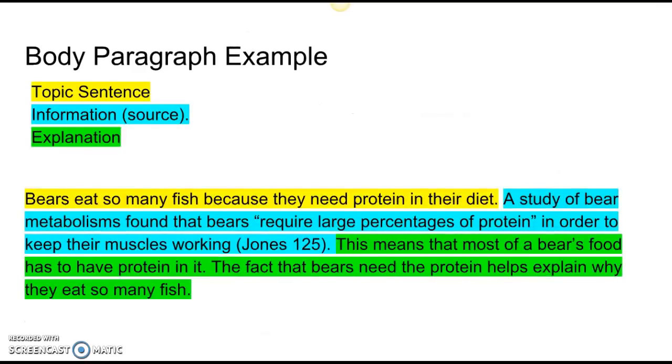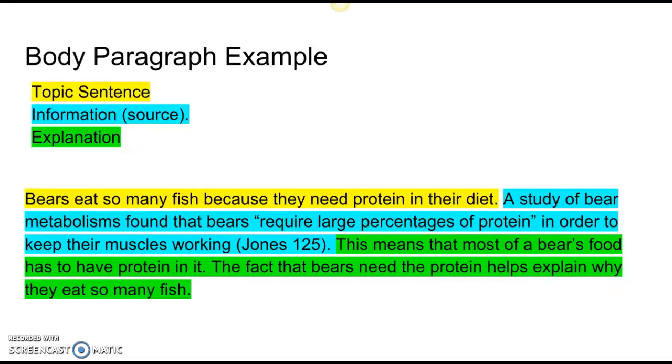So here's a full body paragraph example. The topic sentence is highlighted in yellow, the information with the source is in blue, and the explanation is in green. All of this is necessary. I want to mention that this is a very simple body paragraph. Your body paragraph might have a lot more information shared and a lot more explanation. But this is just the format. It's the simplest format for a body paragraph.